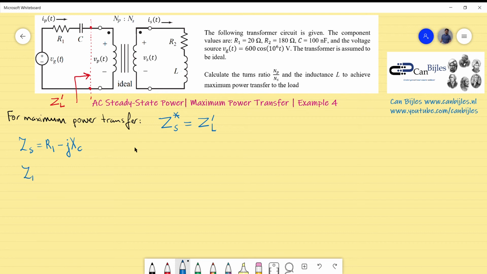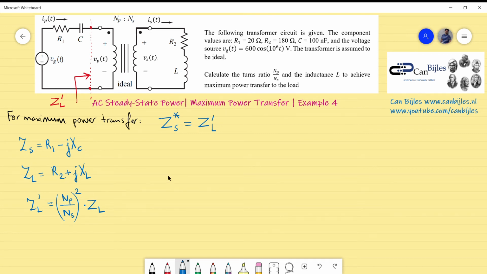Z L by itself is the series combination of R2 and the inductor. And Z L prime, which is the impedance reflected to the primary side, is this formula. You take the turns ratio of the transformer, you square it, and you multiply by the impedance seen at the secondary side. This is actually a very important formula. By taking the complex conjugate of the source impedance, this becomes positive, and you express this expression with a positive sign. And of course Z L is this.